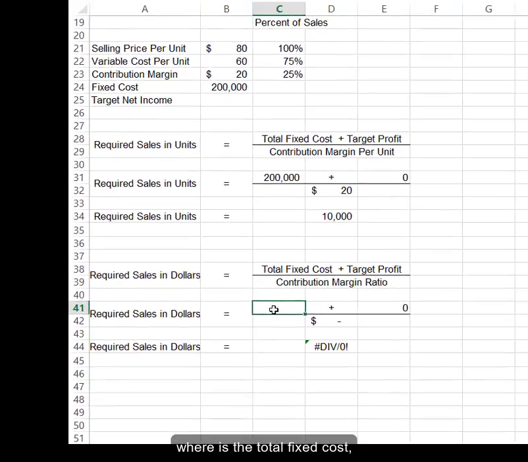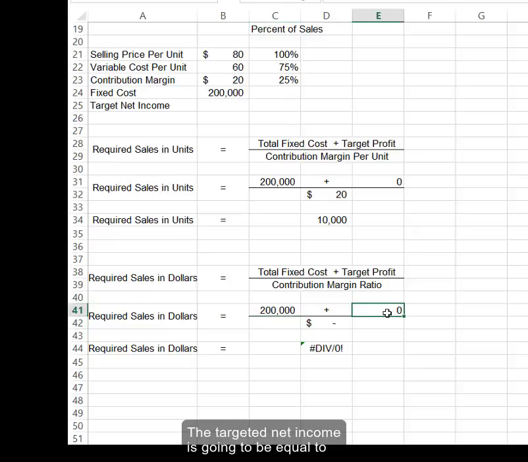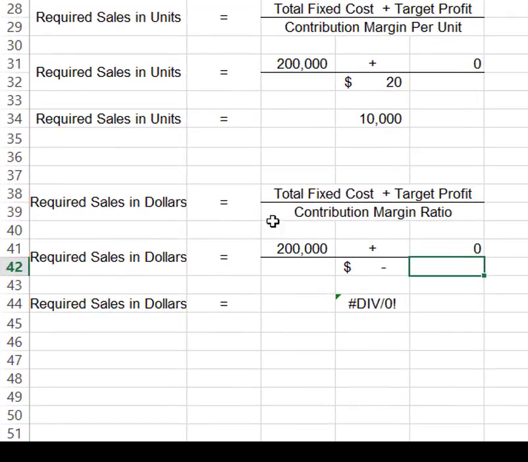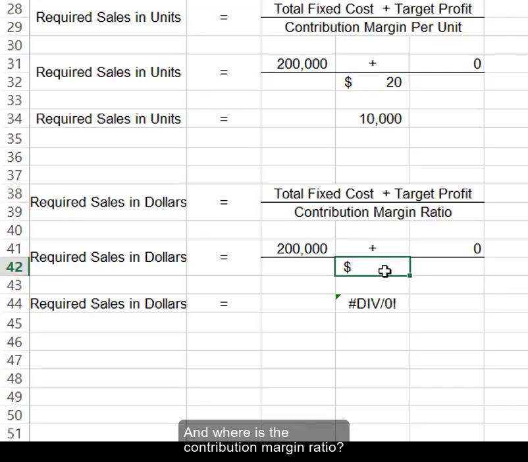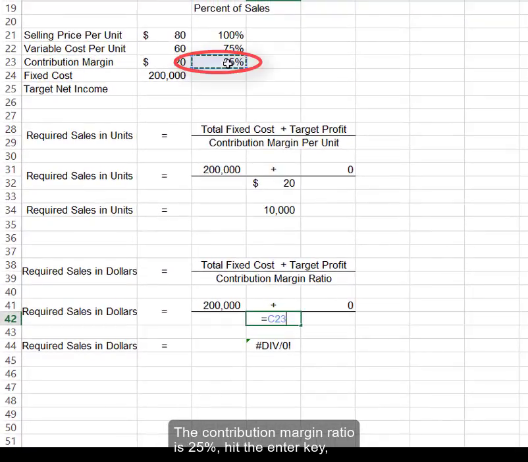Where is the total fixed cost? It's equal to the 200,000, B24. The targeted net income is going to be equal to B25, 0. And where is the contribution margin ratio? The contribution margin ratio is 25%.